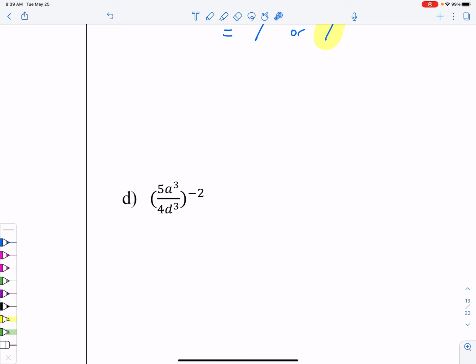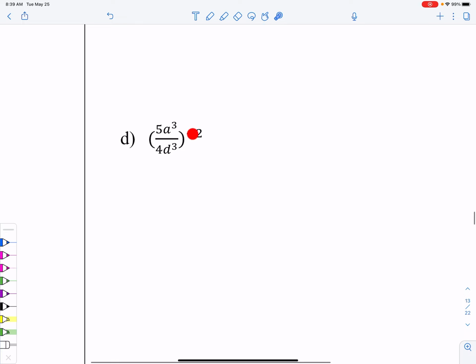Down here, we have a negative and then a 2. So you have two options. You can multiply everything by -2, or you can get rid of the negative so you don't have to deal with negative exponents. And the way we get rid of a negative exponent here, when the whole thing inside is a fraction, is we flip our fraction. So this becomes 4d to the 3 over 5a to the 3 all to the 2. So instead of being to the -2, it's to the 2. Now this 2 multiplies all things inside the brackets. So the 4, the d, the 5, and the a.